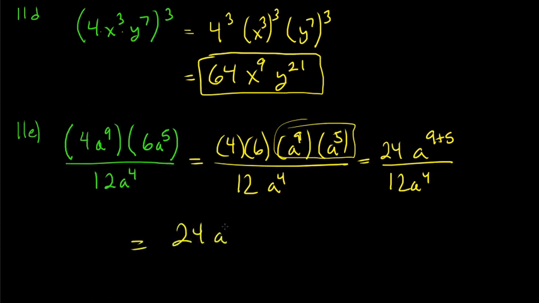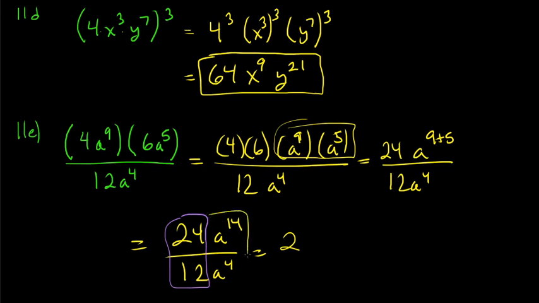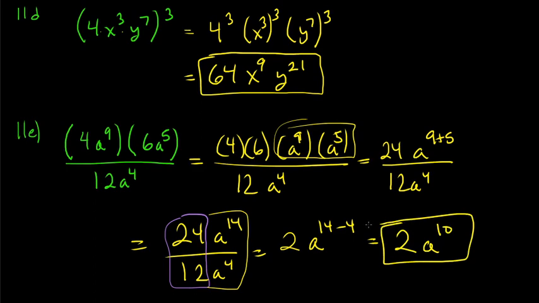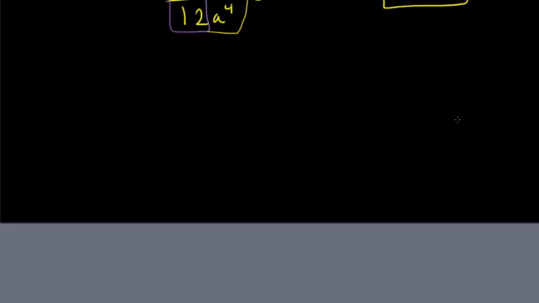So 24a to the 14 divided by 12a to the 4. First, 24 divided by 12, we know that's just 2. And then a to the 14 divided by a to the 4 is a to the 14 minus 4. So 2a to the 10. Okay, so that's part E.